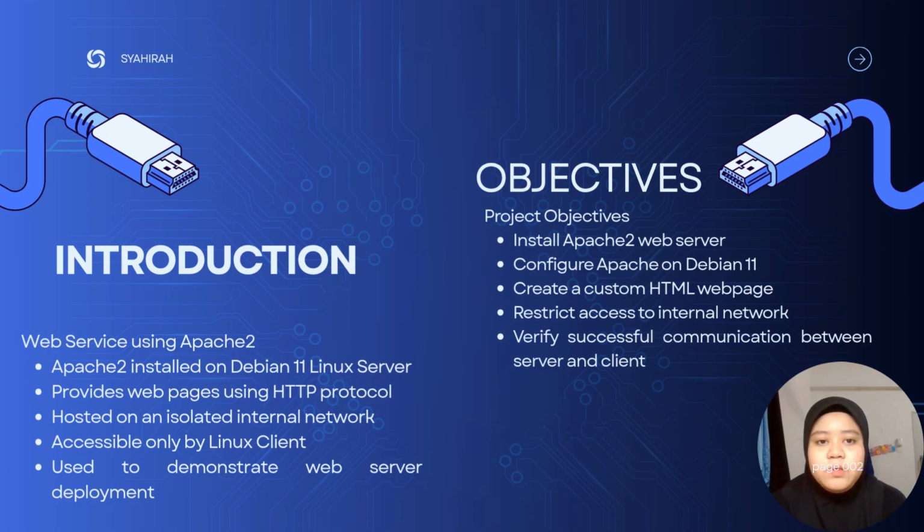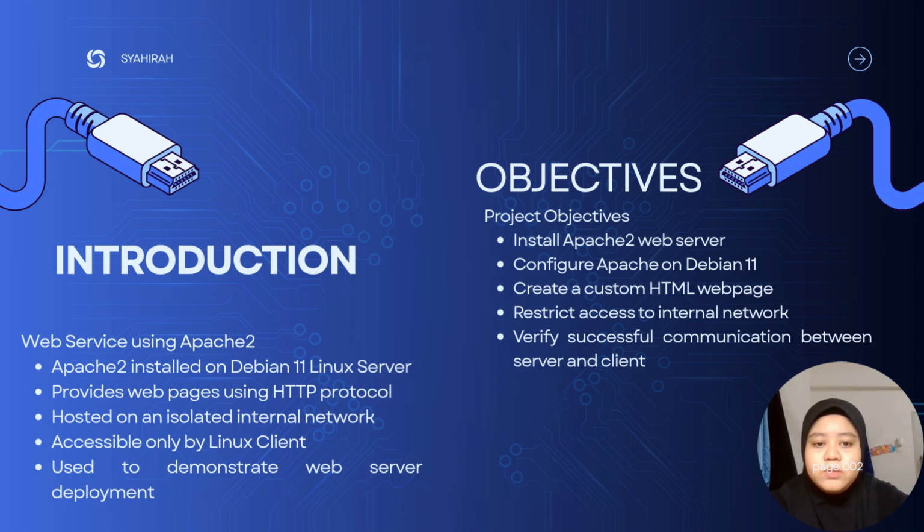Today I would like to present my individual project for operating system, which is web service using Apache 2. In this project, I install and configure Apache 2 on the Debian 11 Linux server. The web server was configured to host a simple web page that could only be accessed through an Ethernet network by a Linux client. This project demonstrates how a basic web service can be deployed in a secure virtual environment.